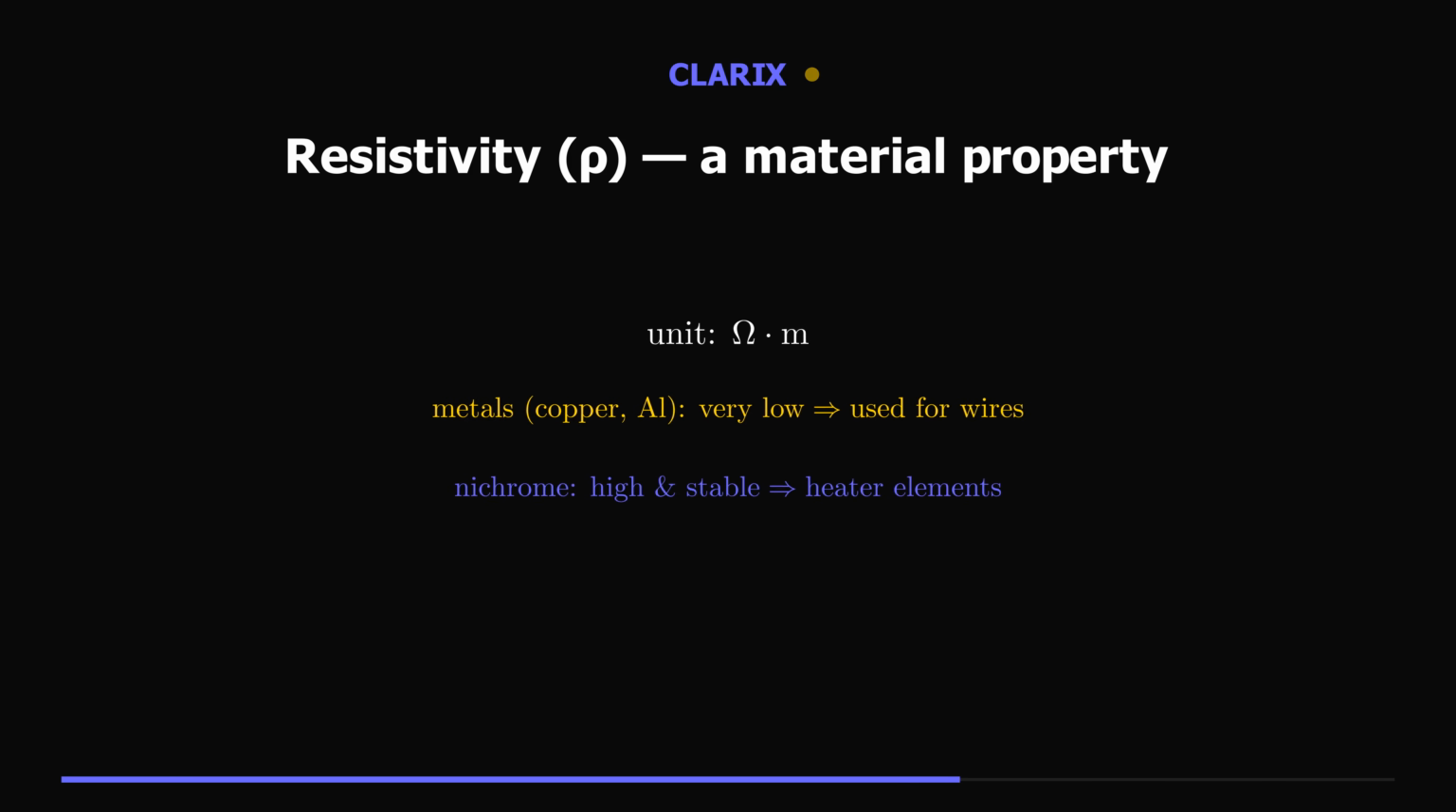Metals like copper and aluminium have very low resistivity, which is why wires are made of them. Insulators like rubber have enormous resistivity, and alloys like nichrome have high resistivity that barely changes with heat, perfect for the heating elements in toasters and irons.